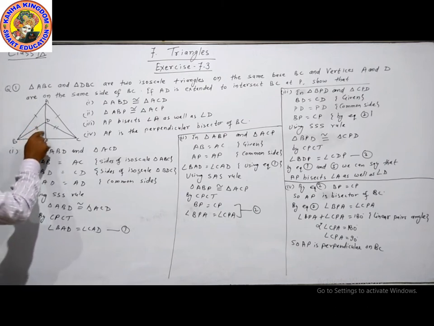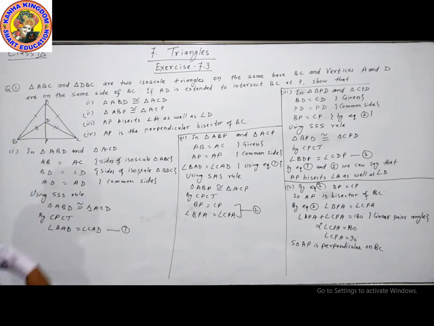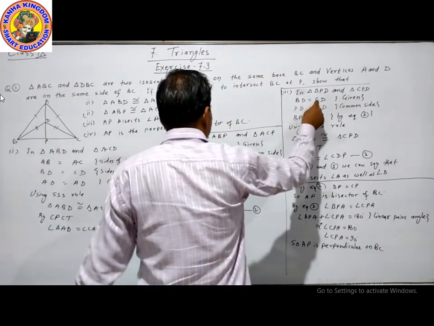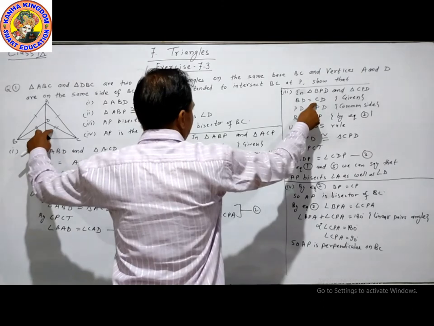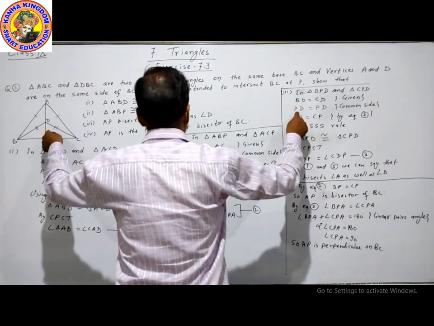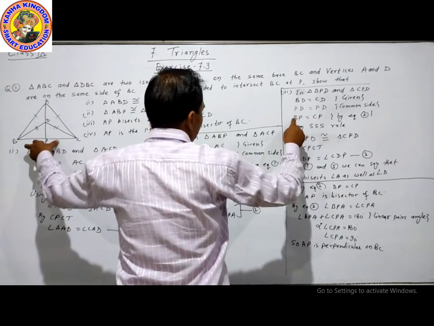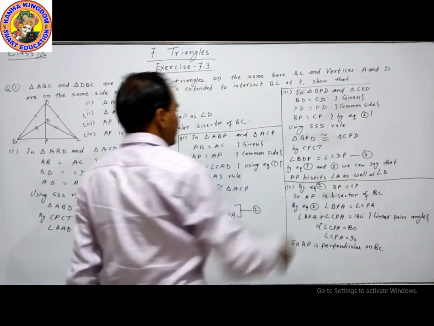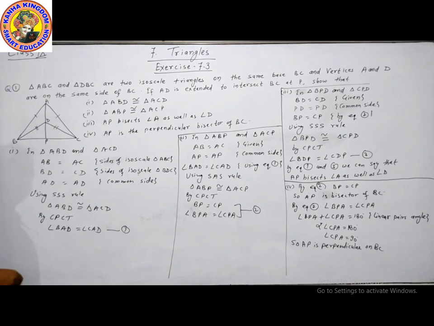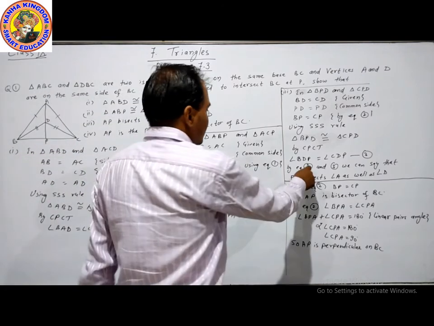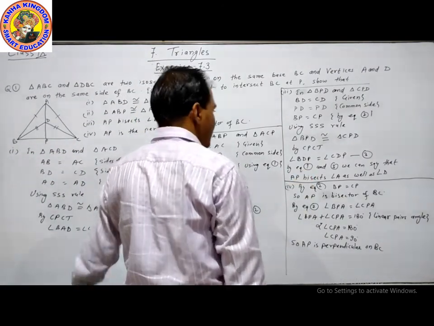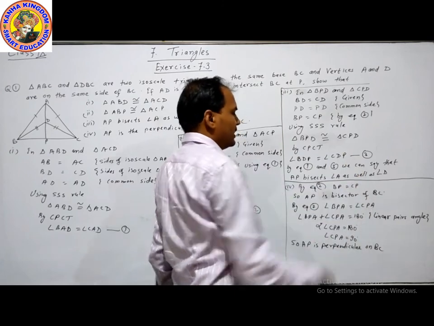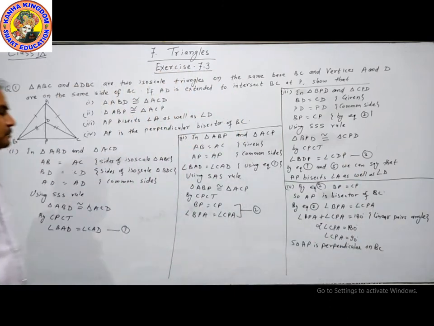So, triple S rule. BD and CD are equal, given in the question. PD is the common side. BP and CP are equal by equation number second. Using the SSS rule, these are congruent. So by CPCT, we can say that angle D and angle D are equal. By equation number first, angle A is bisected. By equation number third, angle D is bisected.